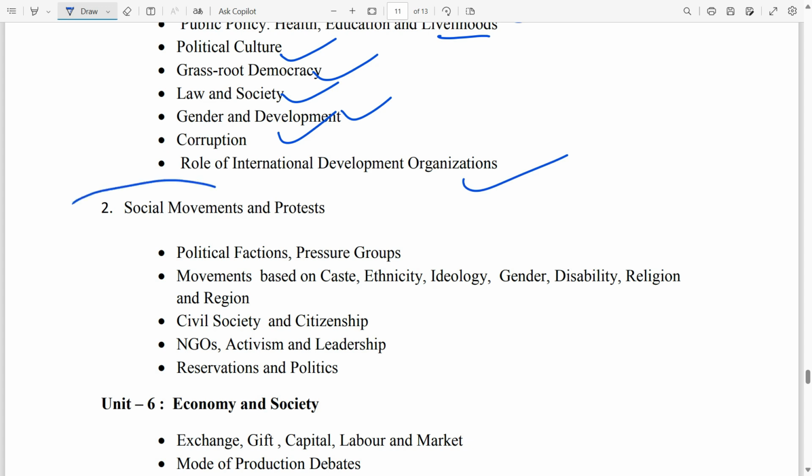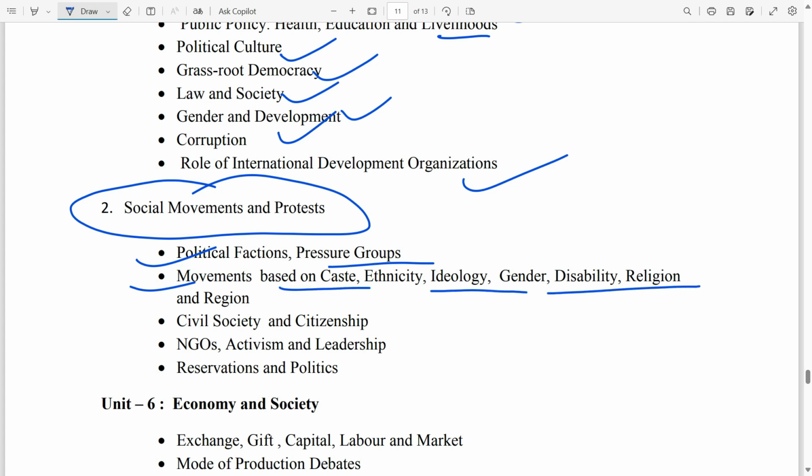Again, we will see the social movement and protest. Here we will see political factions, pressure groups, movements based on caste, ethnicity, ideology, gender, disability, religion and region, civil society and citizenship, NGOs, activism, leadership, reservation and politics.